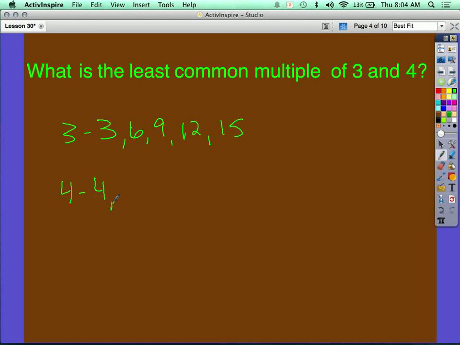So I have 4, 8, 12. I see that 12 works. 12 is the least common multiple of 3 and 4. If I wanted to, I could keep listing out and then go back and look afterwards.